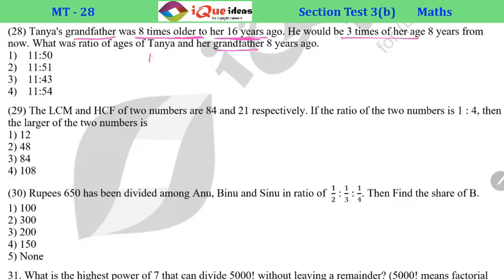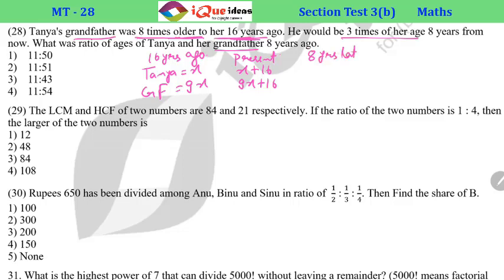So let's start from the situation 16 years ago. Let's assume that the age of Tanya at that time is x. That means the grandfather would be 9x at that time. So at present their ages would be x plus 16 and 9x plus 16. Then 8 years from now, their ages will be plus 8 again. So x plus 16 plus 8 will become x plus 24, and 9x plus 16 plus 8 will become 9x plus 24.